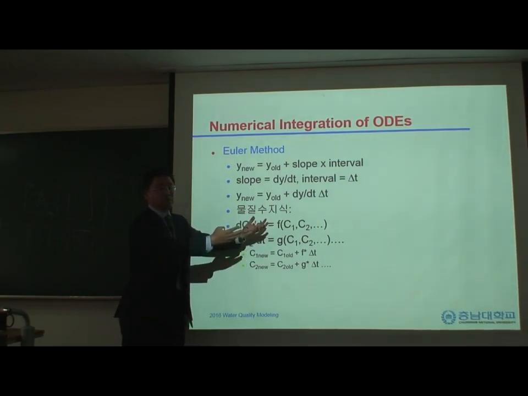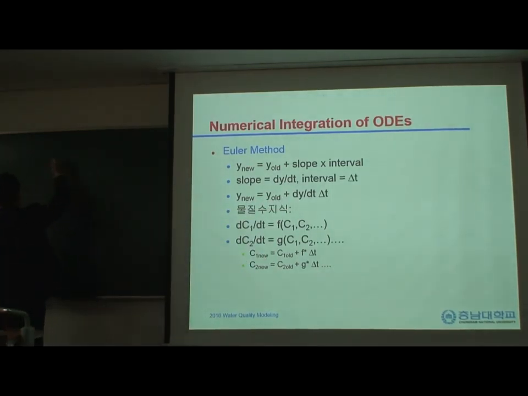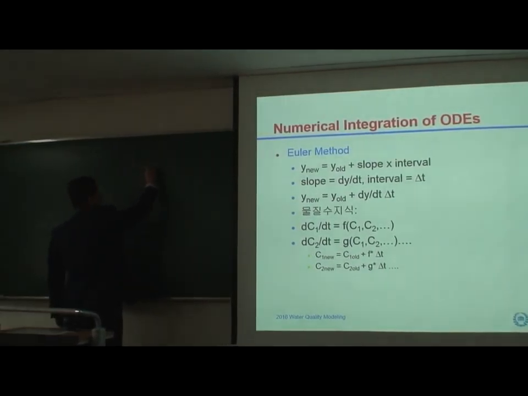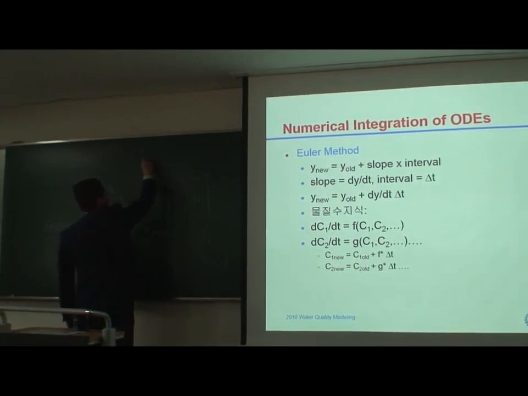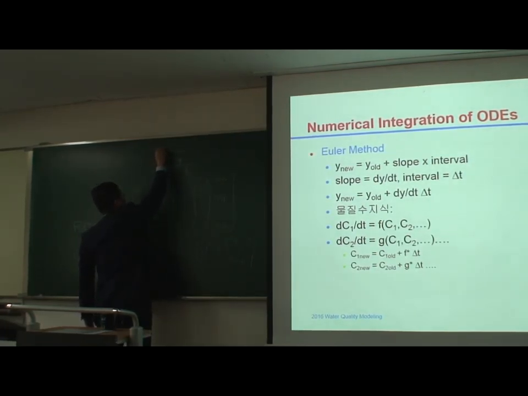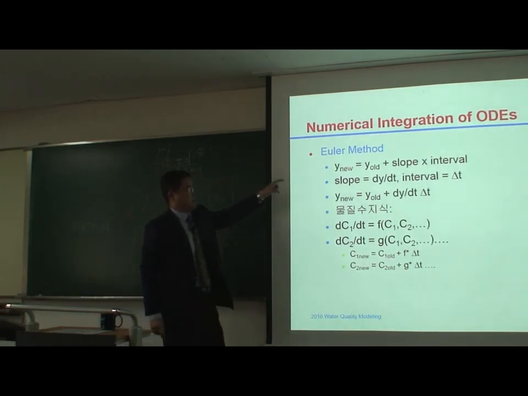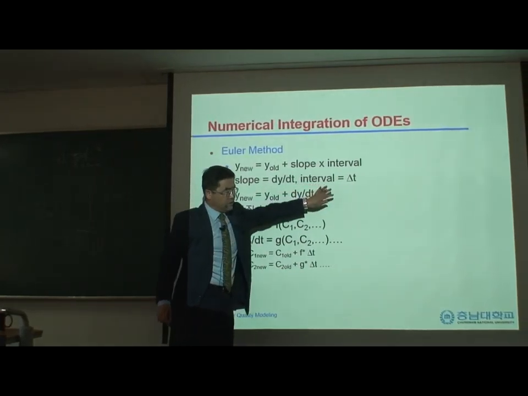You have to move every new value to the left hand side, and you have to use every piece of information that you have. So what do we have? Let's say I have C and T, and I want to calculate C(T plus delta T), which is right here. I know my delta T, I know my dC/dT, I know my C(T), and I don't know this. So to calculate this, what do I use? My previous value, slope, and interval.